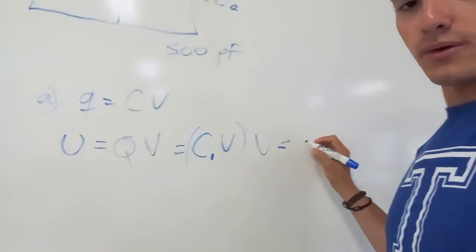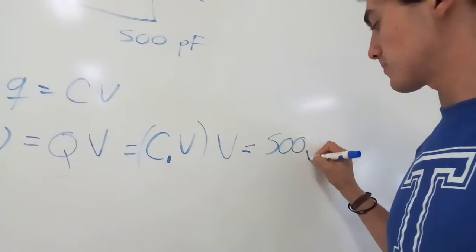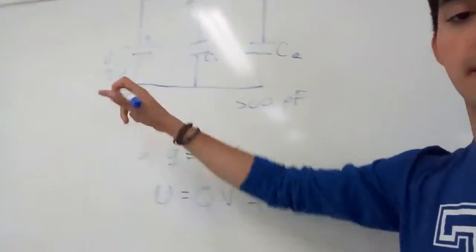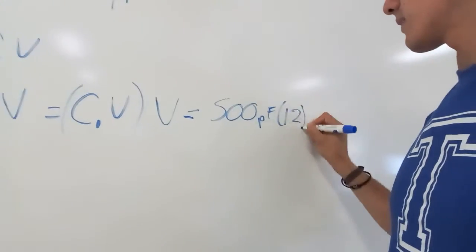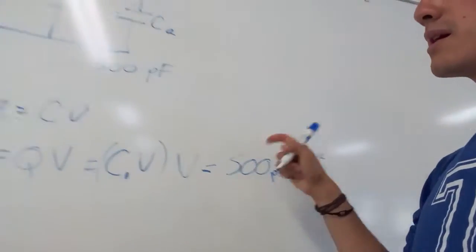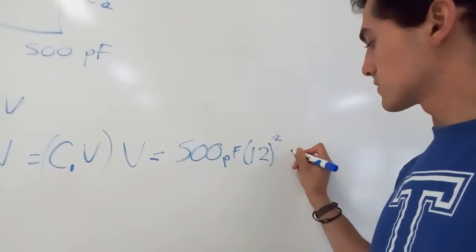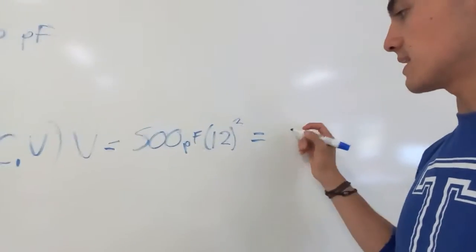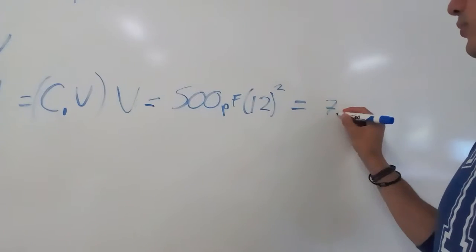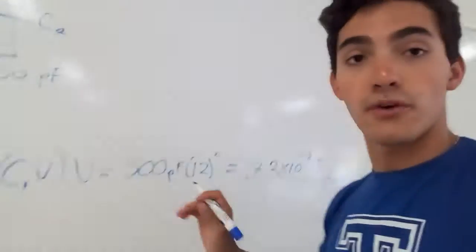This will be equal to the 500 picofarads times our voltage squared, that is 12, because voltage times voltage is voltage squared, so 12 squared, because we said that it was 12 here. So once we solve this part, we will obtain that the potential energy, so the energy delivered, is equal to 7.2 times 10 to the minus 8 joules. This is for part A.